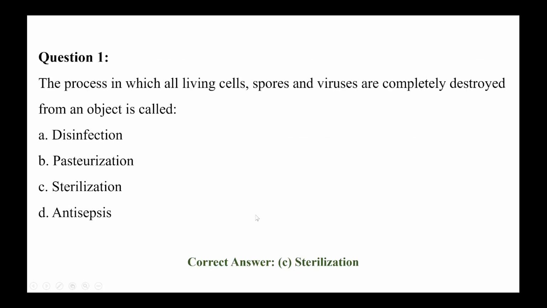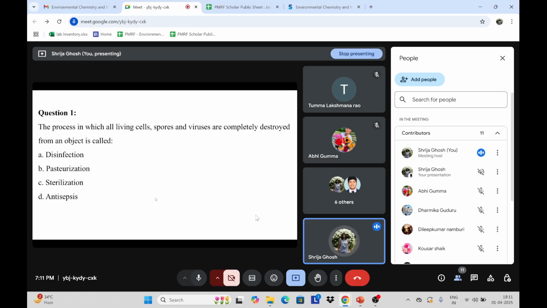Okay, so a lot of people joined, so I'll start with the first question again. The first question was: the process in which all living cells, spores, and viruses are completely destroyed from an object is called. The correct answer is sterilization. So I was discussing what the other processes are. All these processes are basically used to remove microorganisms from an object or from a specific solution. There are different techniques, and every technique has a meaning and a purpose.